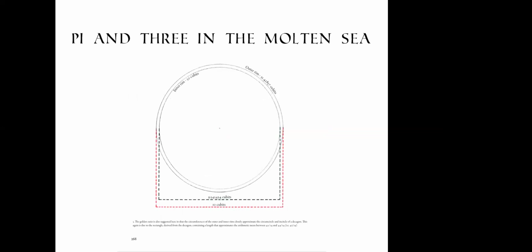So in this sense, the difference between these numbers, for instance the distance of difference between these two red lines and the two green lines here, is essentially a difference of 22 to 21. And so hence you have that pi and 3 relationship within this particular diagram of the molten sea.